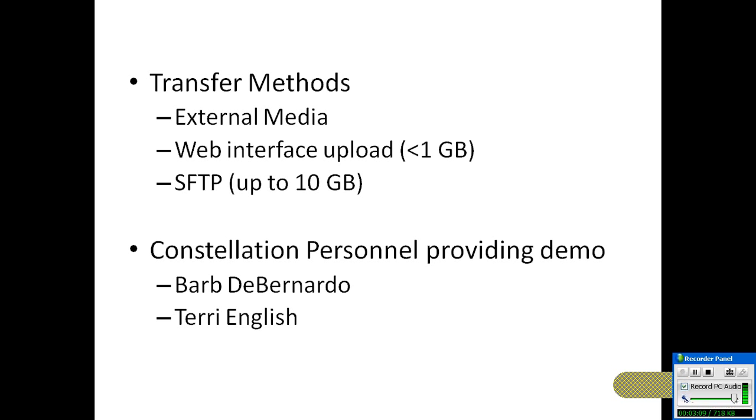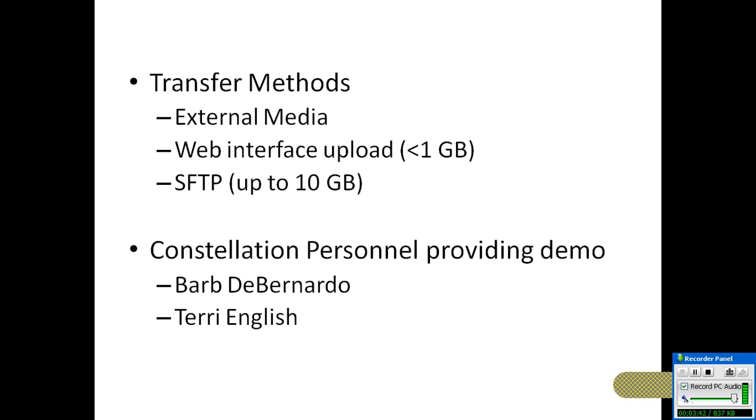The second method of transferring is a direct upload of the records through a web interface, an HTTP interface. That's only for a volume of electronic records under a gigabyte. Once we get up to a gigabyte, then they want us to use the SFTP, which is the Secure File Transfer Protocol method of transferring.